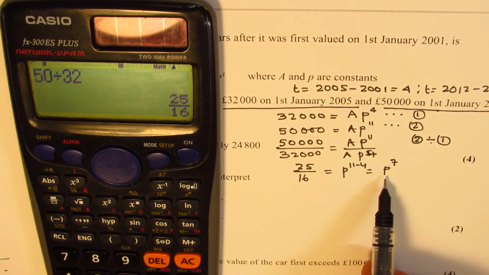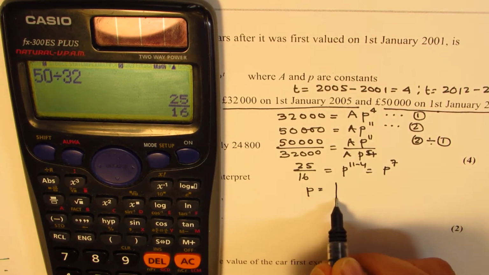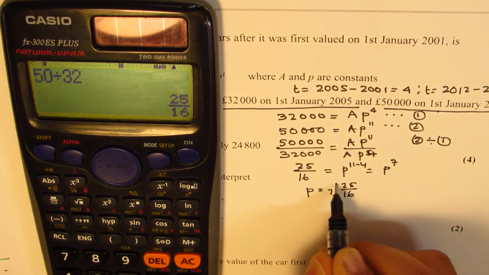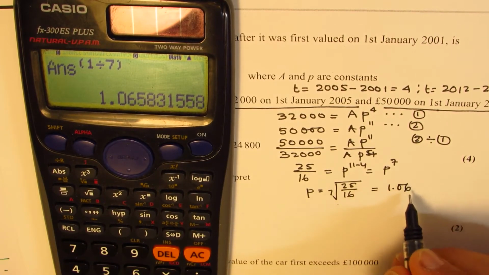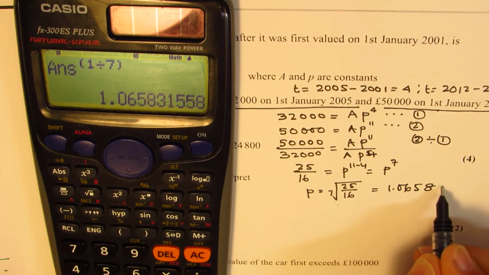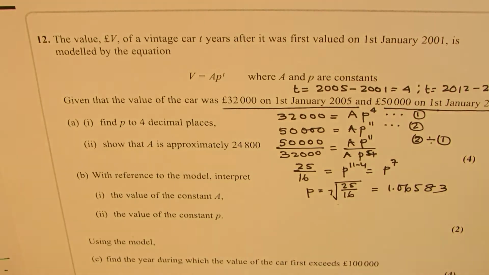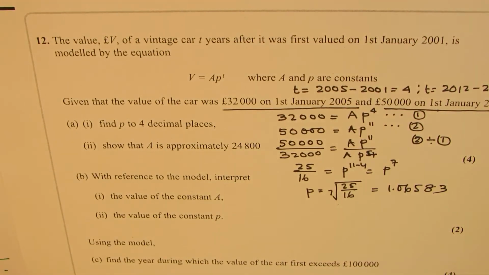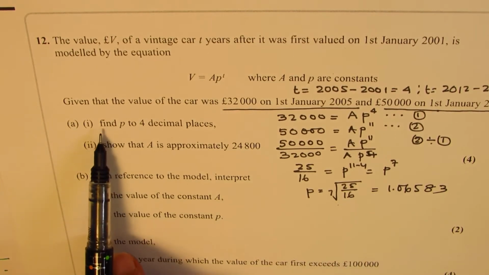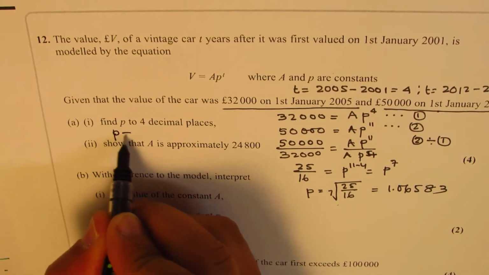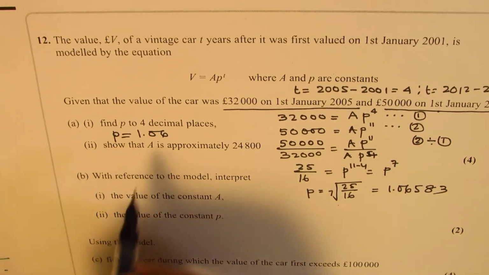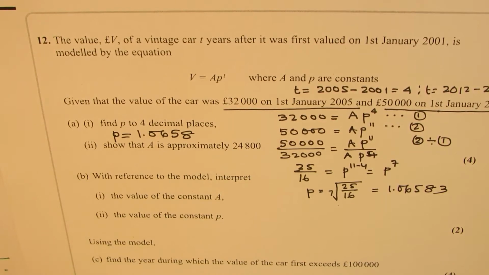So from here we can find the value of P. So P will be equal to the 7th root of 25 over 16. Clear? So let's find the power as 1 divided by 7. So that gives you a value which is equal to 1.06583. So we get a value of P which is 1.06583. Now find P to 4 decimal places. So we are going to write to 4 decimal places. So the value of P will be equal to 1.0658. So that is what it is.